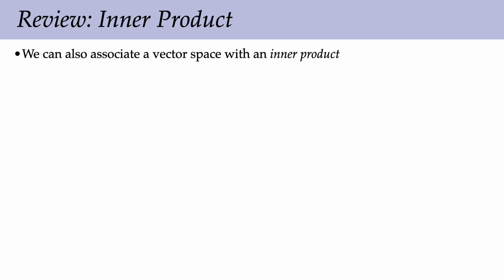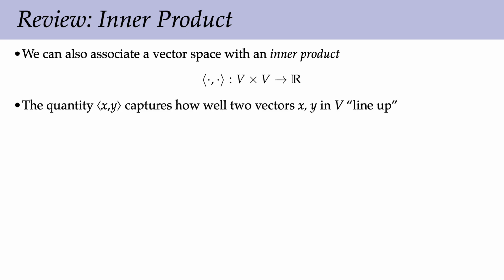One other important concept that we want to review from linear algebra is the idea of an inner product. So we can also associate a vector space with an inner product. We're going to write inner products like this, using these angle brackets. You stick two vectors into those angle brackets, and it gives us a real number. Intuitively, this quantity, the inner product of x and y, captures how well two vectors x and y line up. Do they point in the same direction? Do they point in different directions? And also something about their magnitudes. The bigger the vectors get, the bigger the inner product gets.